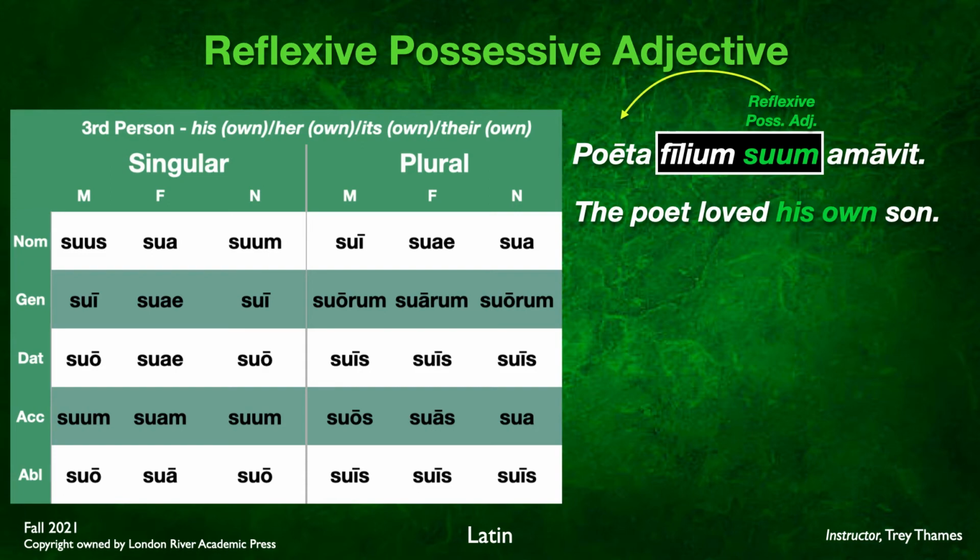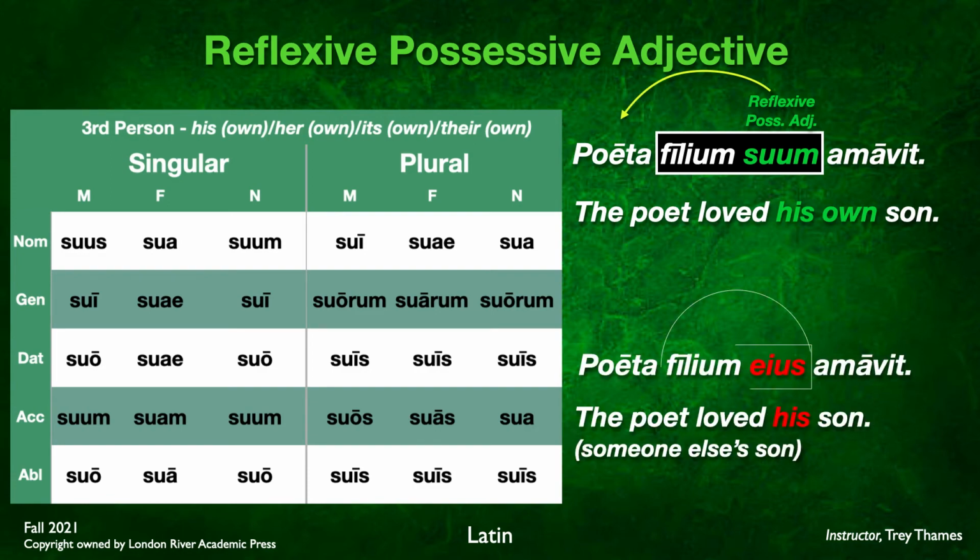That's the difference between, if we wanted to say he loved somebody else's son, we would say this, poeta filium eius amavit. The poet loved his son. This is somebody else's son. So this is a personal pronoun here. Eius is simply the personal pronoun genitive functioning as a possessive. Poeta filium eius amavit. All right, so here's how you indicate specificity.